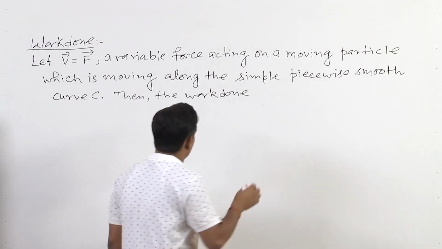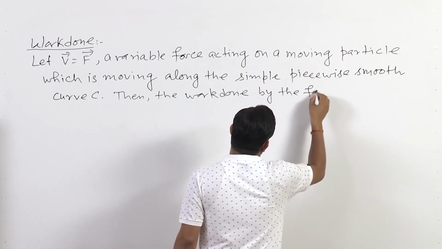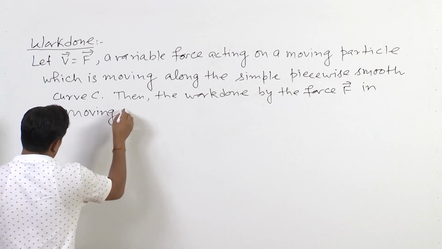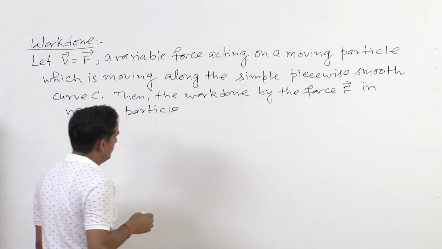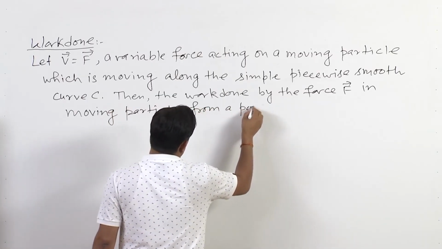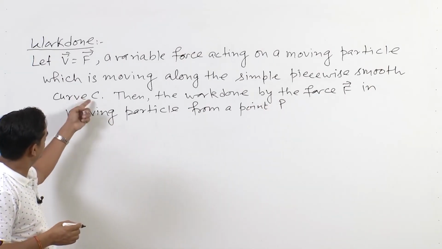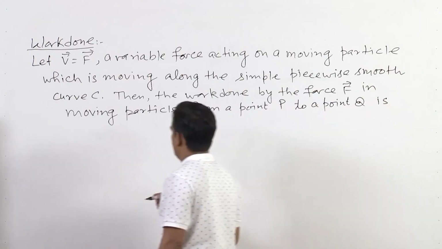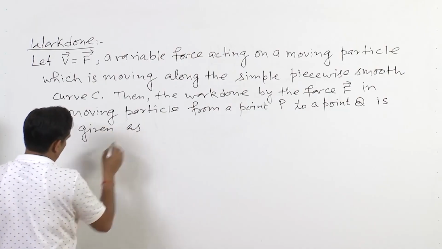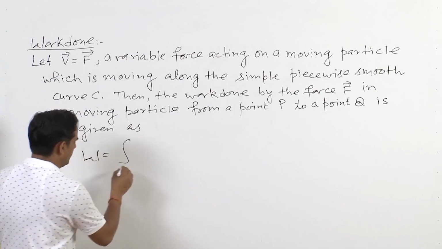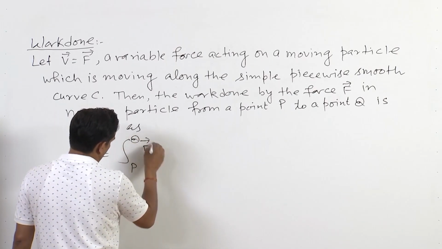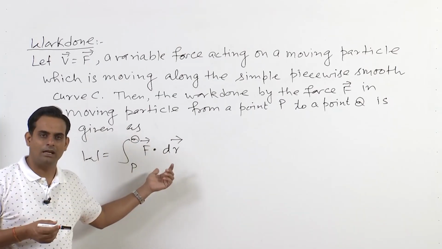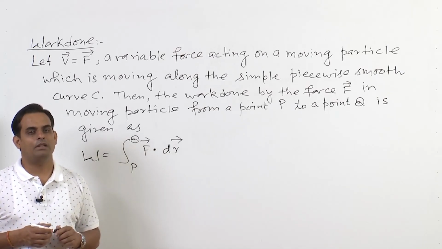Then the work done by the force F in moving the particle from a point P, which is a point on the curve C, to a point Q is given as: work done W is given by the line integral from P to Q of the force vector F dot dr. So, this is the same line integral which we have taken for the integral of the tangential component of V.